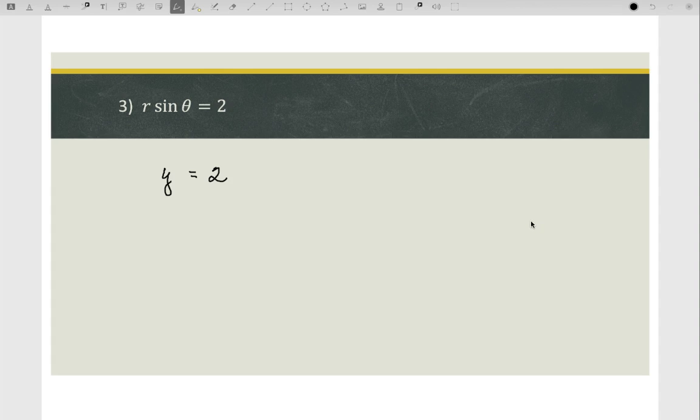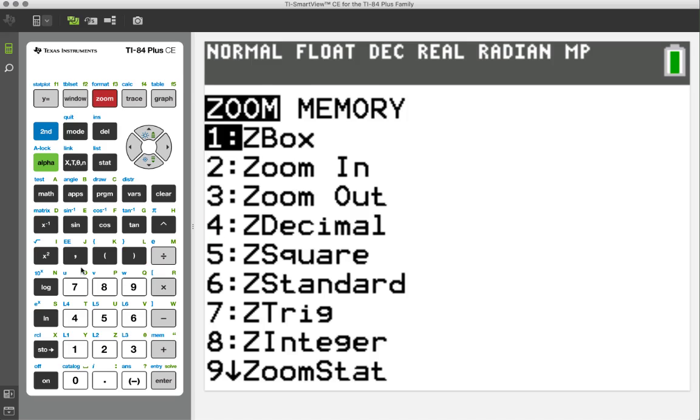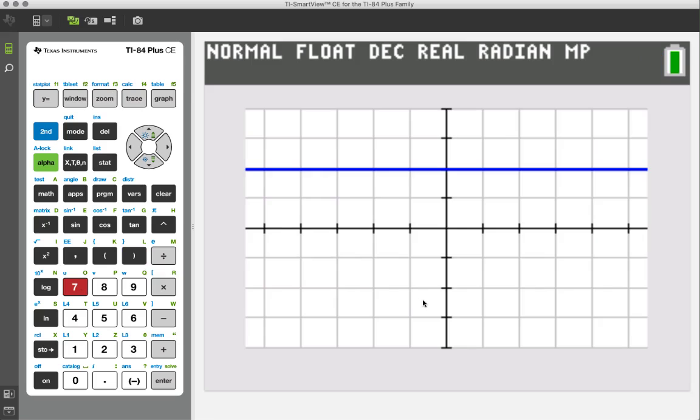So why don't we try to graph this in polar form? We'll take a look at it on our graphing calculator, and you'll see that even in polar form it still yields the graph of a horizontal line. If we solve for r, we would have 2 divided by sine of theta. Remember that in polar mode, when you hit your x button, you get a theta. And let's just do zoom trig to graph it, and there is the horizontal line we expected.